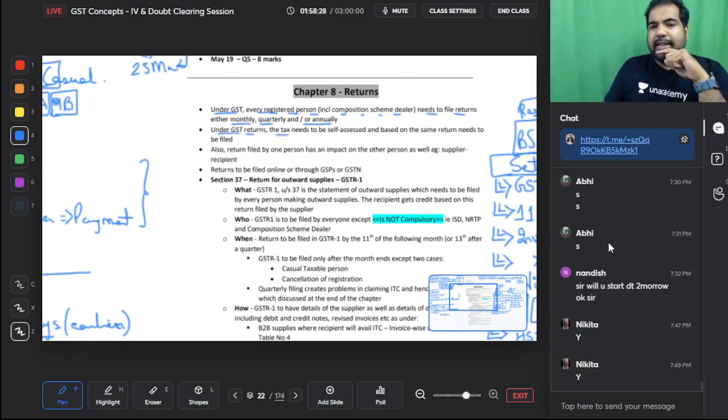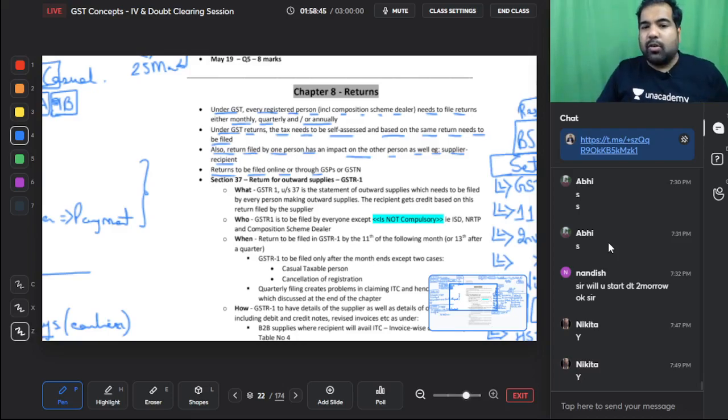Under GST, the tax has to be self-assessed, and based on the same, return needs to be filed. So you only have to assess and file your return. Return filed by one person has an impact on the other person as well, the supplier and the recipient. Returns are to be filed online or through GSPs, that is GST Suvidha providers, or on GST and offline models.